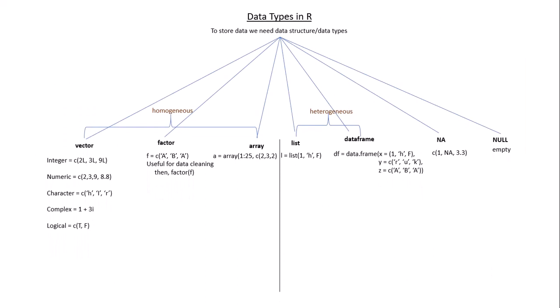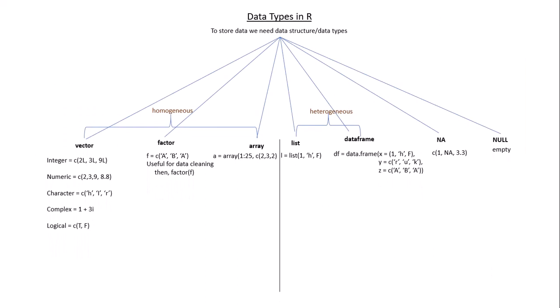Character is very simple. This is alphabet. You can store the alphabet. Next is complex. This is to store complex numbers, and another is logical. Logical means true and false. Now comes the next, this is factor.